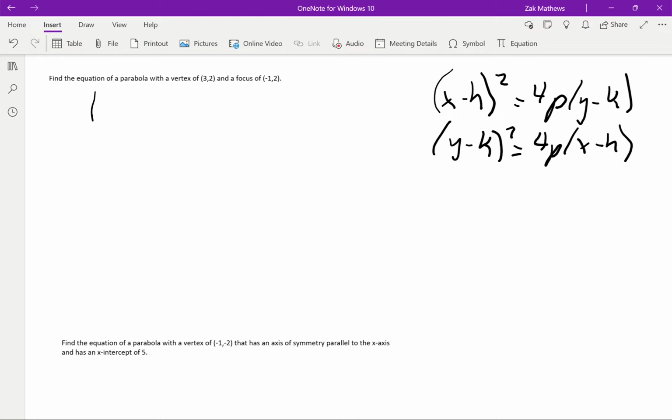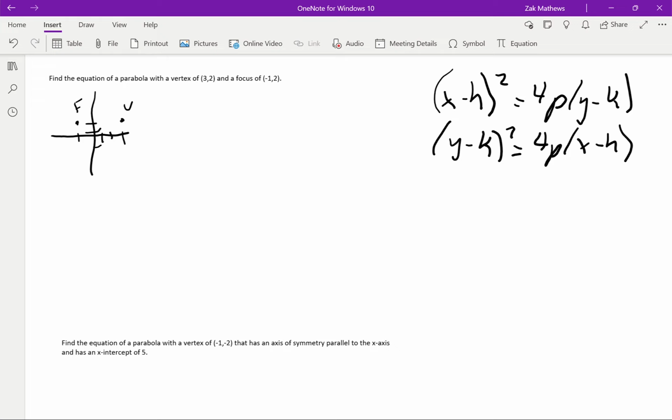As I've said about 1,000 times already in this class, I'm going to start with a sketch. It really will make your life so much easier to sketch what's going on, think about it that way, and then from there make a choice of which form do I need to use, what do I have, what do I need to find. So the vertex was (3, 2), and the focus (-1, 2). Let me label these two. That's always a good idea. My vertex was the first point, focus was the second point.